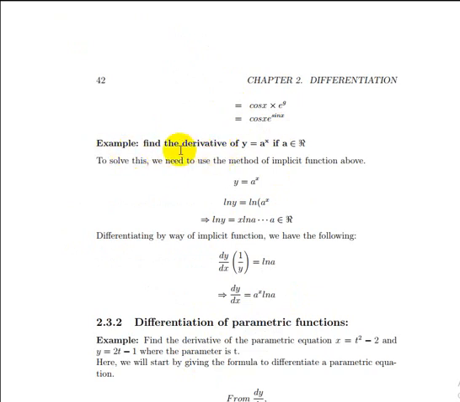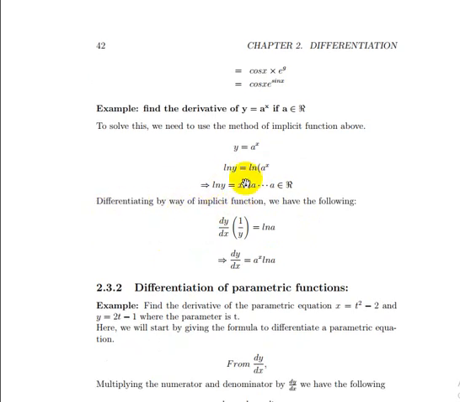Example 2. Find the derivative of y equals a raised to power x. So from this function, I'm going to use implicit function in order to calculate this. So I'll first start by using the law of logarithm. The law of logarithm says that if I place a ln here, I'm also going to place a ln here. So ln of y equals ln of a raised to power x. So the law of logarithm says that ln of a raised to power x is similar to x ln of a. So it implies that ln of y is equal to x ln of a, where a is an element of real numbers.